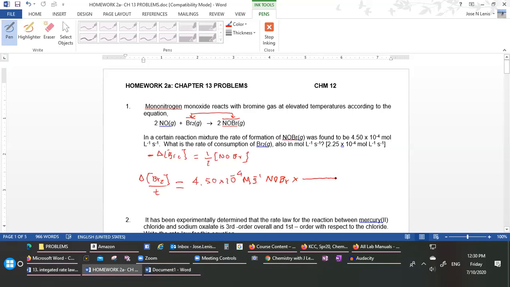Now we can use the conversion factor using the stoichiometry. So the stoichiometry is telling you that every time one molar of this per second is being consumed, 2 moles of this per liter per second is being produced. So that's the ratio, 1 to 2. And we write, okay, so every time 2 molar per second is being produced of NOBr, 1 molar per second of Br2 is being consumed. And that's it.